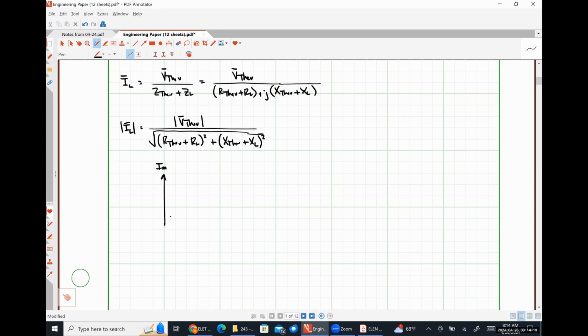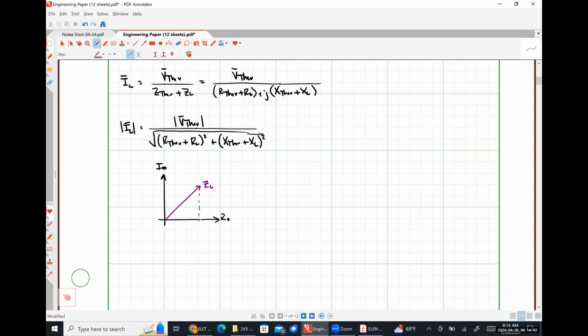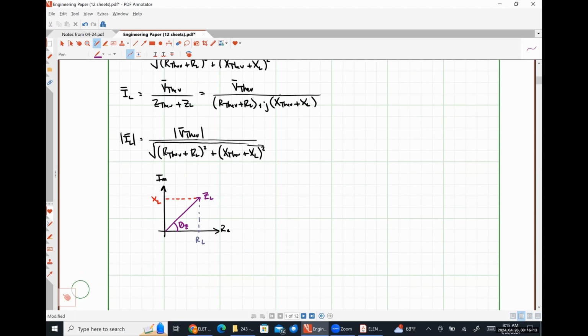So here's my imaginary axis. Here's my real axis. And so I can just say, generically speaking, that my impedance ZL might look something like this, where the projection of ZL onto the real axis is RL, and the projection of ZL onto the imaginary axis is XL, and the angle formed between my vector ZL and the positive real axis is my angle theta ZL.